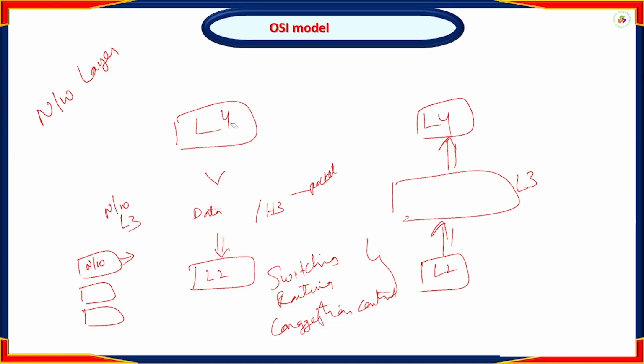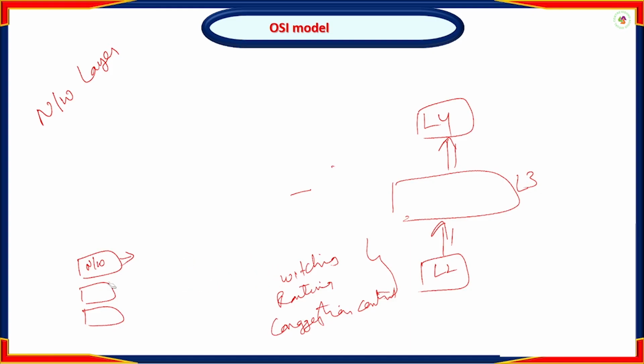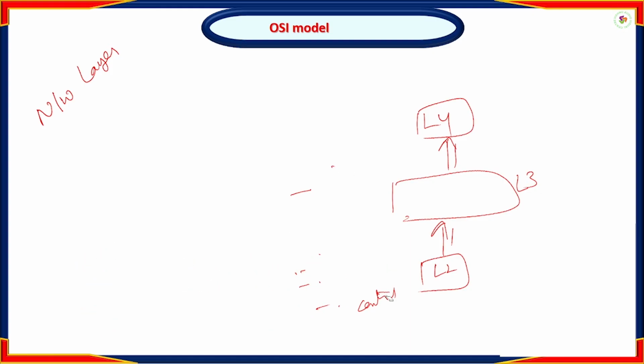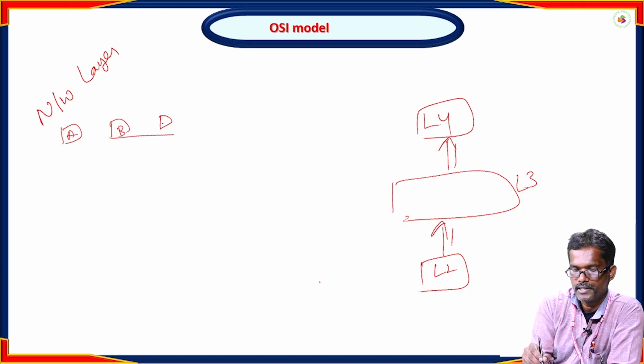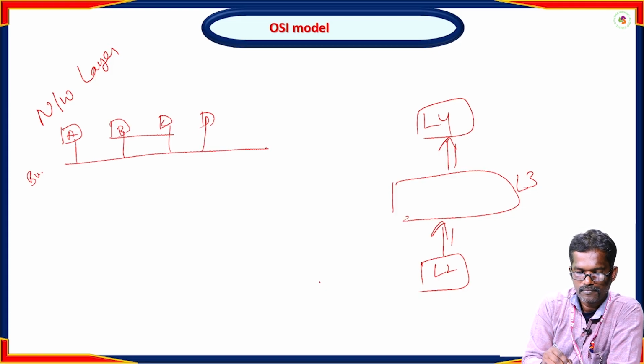Okay, I am deleting this and I will draw another diagram. With that, we will see one example of how the network layer handles networking, routing and switching, how it takes place. Suppose we are having some systems A, B, C, D, which are connected to a particular bus.